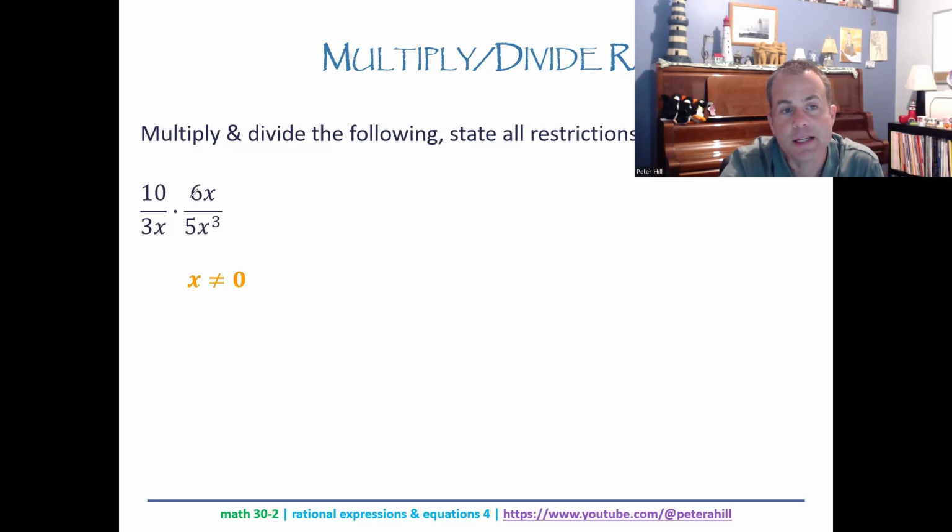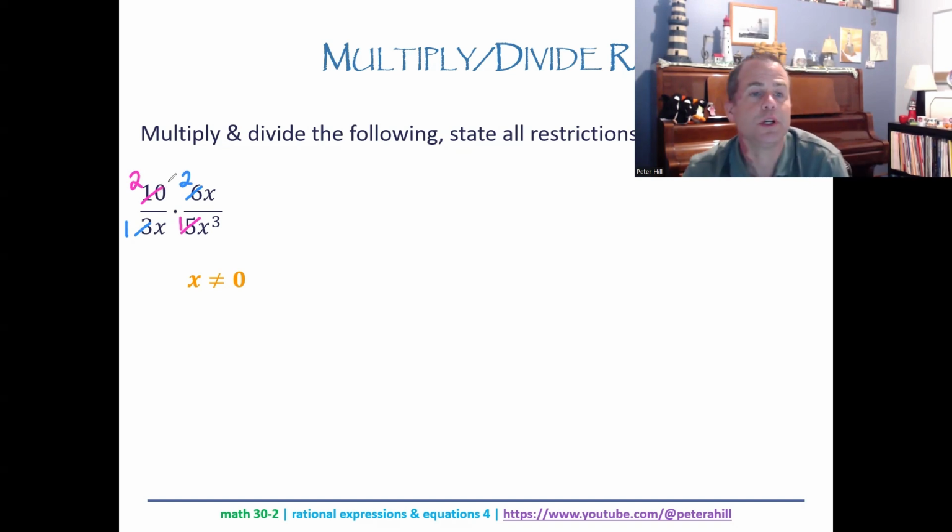Watch what I do very carefully. I'm going to say 6 divided by 3 is the same as 2 over 1. I'm going to switch colors so that you don't get them mixed up. 10 divided by 5 is 2 over 1. And so then I've got 2 times 2x over x times x cubed. So something like this, okay?